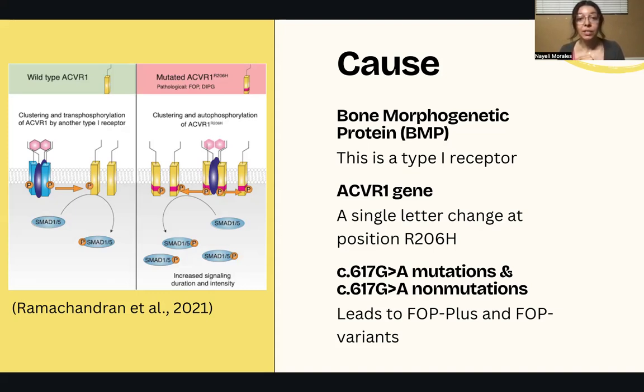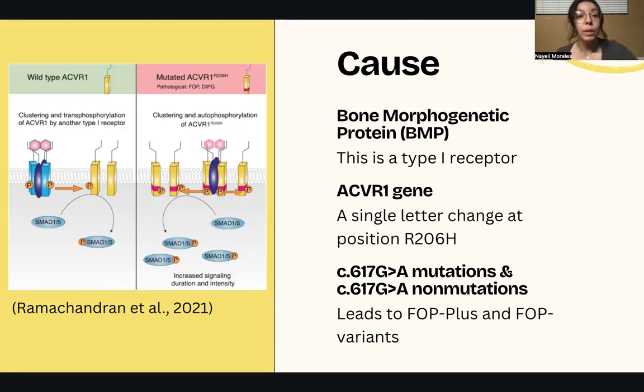There are different types of mutations, which could be c.617G>A mutations and non-c.617G>A mutations. So basically, it will be at a different part of the same gene. The mutations will be a mutation in the nucleotide, whereas the non-mutations would be a change in the actual amino acid. And the mutations and non-mutations will lead to two different types of FOP, which we will talk about shortly.